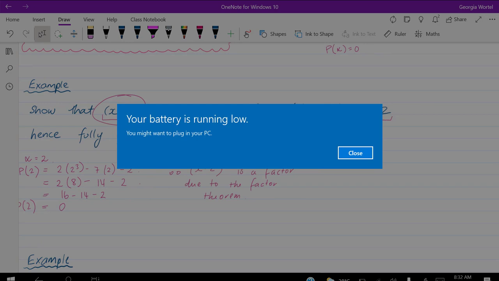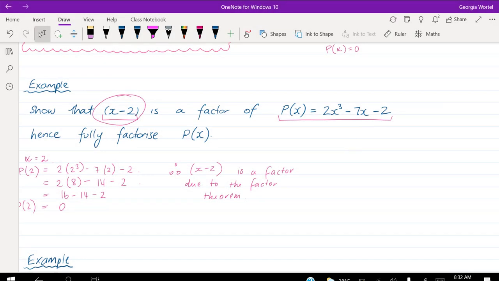The question's not completely done. It says that we have to fully factorize P of x. Now, this is just going back and using those techniques that we learned the other day. So we know x minus 2 is one of the factors. We know P of x is equal to our divisor times by our quotient. We don't have a remainder because we know it's fully factorized. There's no remainder. We don't have to add that remainder on, which makes it really nice. We know that our divisor is x minus 2. We just have to work out what this quotient is.